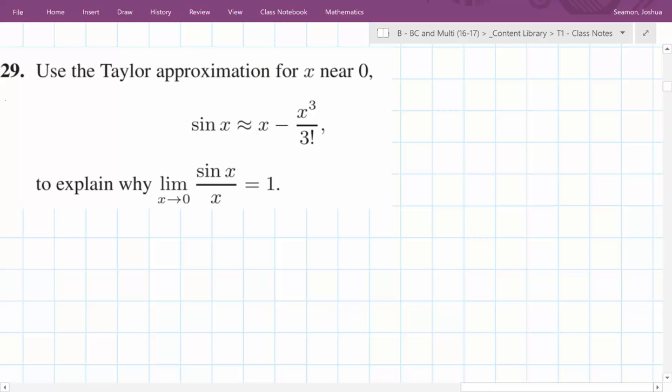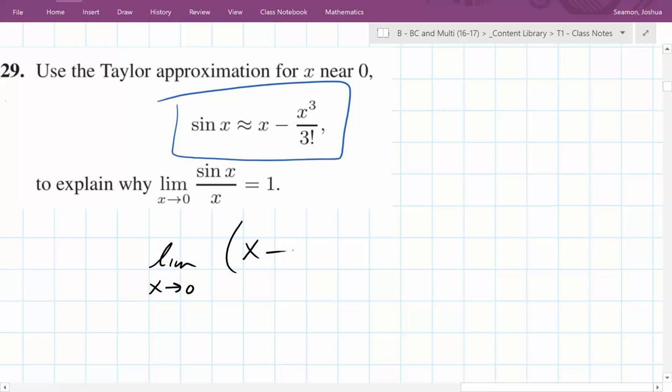For x near 0, use this approximation to explain why the limit as x goes to 0 of sine x over x is equal to 1. So what could you do if you're going to explain this using that approximation? Where could you plug that in? Yeah, into the right-hand side of the limit. So it's the limit as x goes to 0 of x minus x cubed over 3 factorial, all over x, correct?